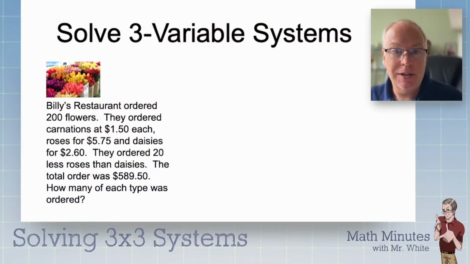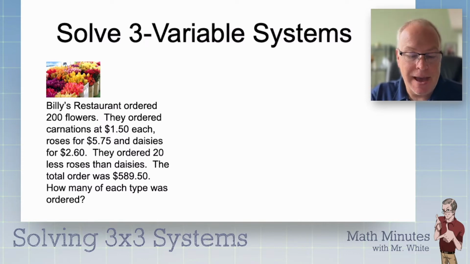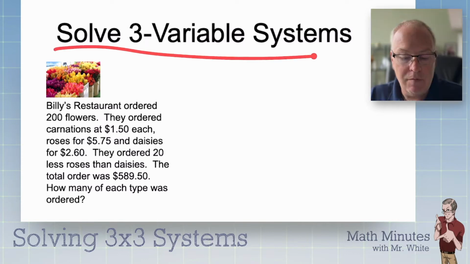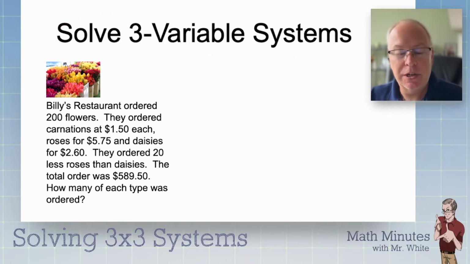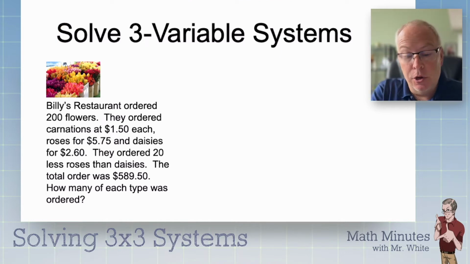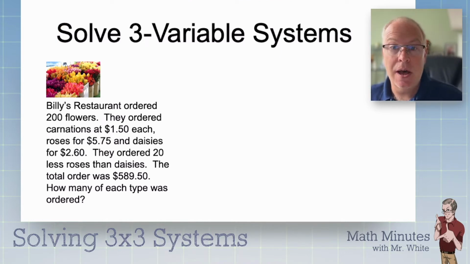And this first one is actually a word problem. So I want to set it up first, and then we're going to go on to the other two, and then we're going to come back to it, okay? So this is solving three variable systems. I just want you to see how there could be three things going on in this problem. So let's read this carefully.